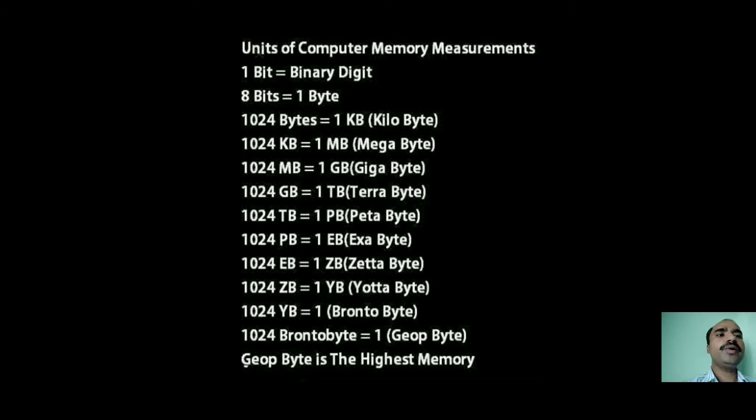Then see the memory units, how memory is managed or used in a computer. First is the bit. A bit means a binary digit. Next is the byte. A byte means 8 bits become 1 byte. Then 1024 bytes becomes a KB. The same conversion is used for MB, GB, TB, PB, EB, ZB, YB. So the byte is the basic memory unit used for storing data in a computer.